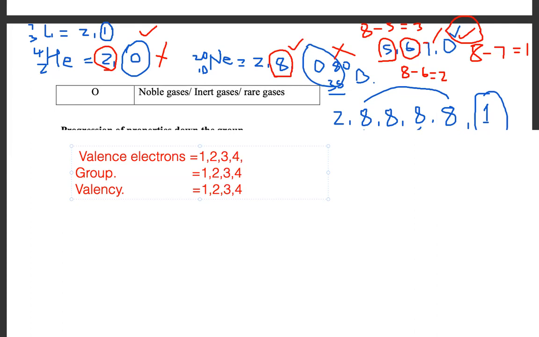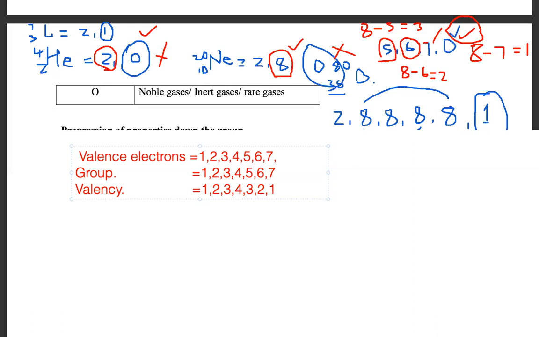If this element has got 5 electrons in the outermost shell, it will be in group 5, but its valence will be 5 from 8, which is 3. Then, if this element has got 6 electrons in the outermost shell, it will be in group 6. Its valence will be 6 from 8, which is actually 2. If this element has got 7 electrons in the outermost shell, it will be in group 7, but its valence will be 8 minus 7, which will give us 1.